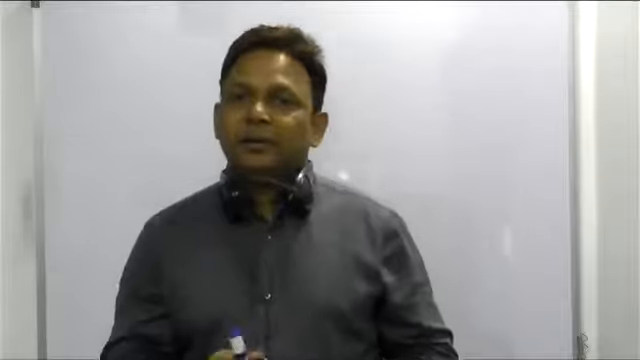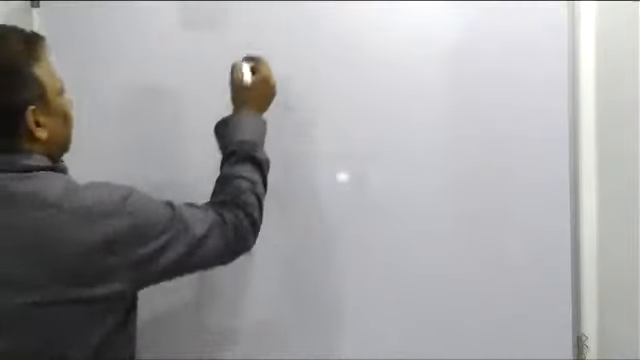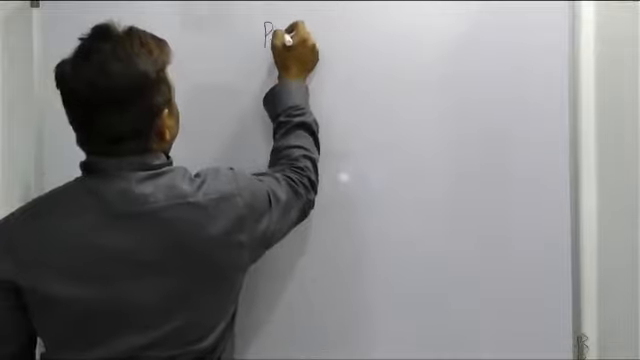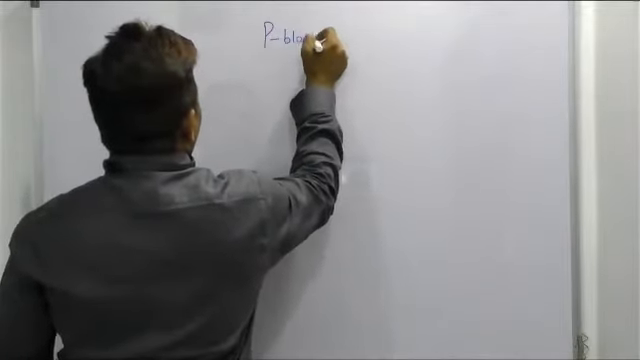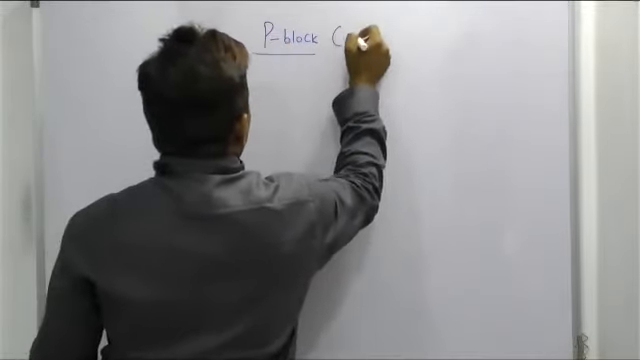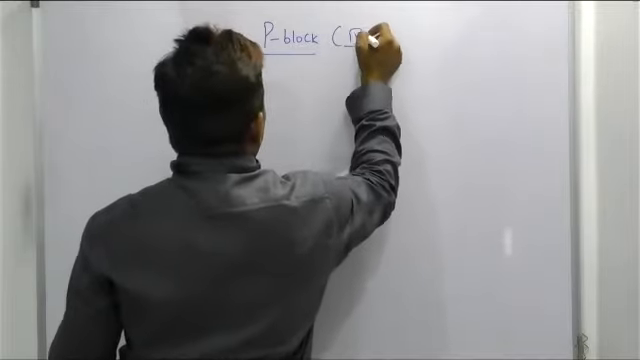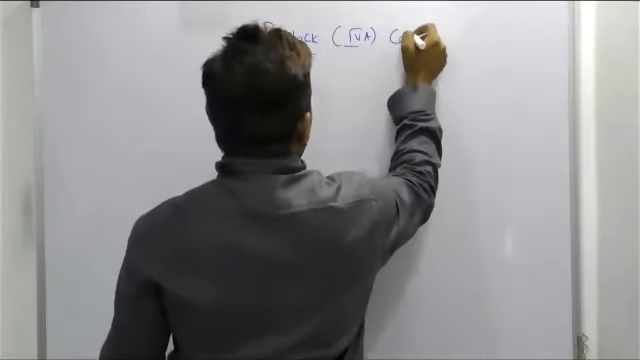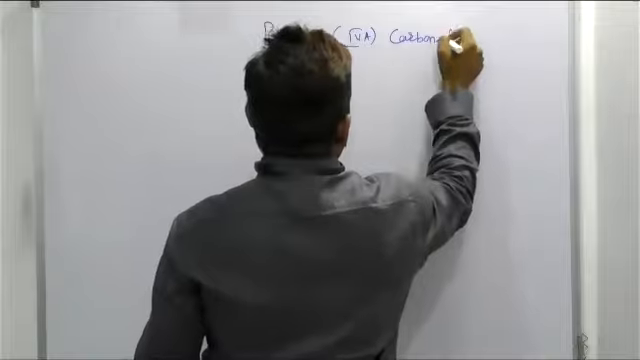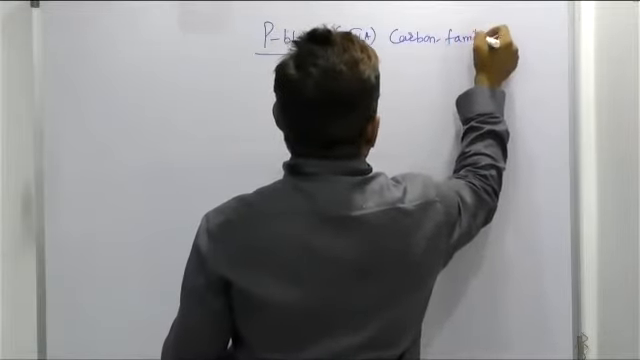Yeah, beta. In the previous class we completed the boron family, even the compounds of boron. Now, the same topic, the p block of first year. In this p block, beta, we have to go with the group 14 elements. The first element is carbon, so it is called the carbon family.